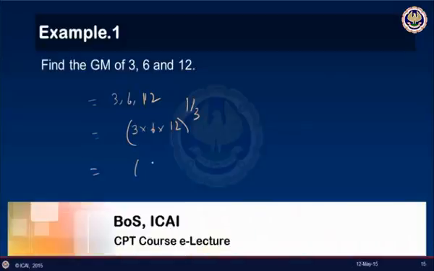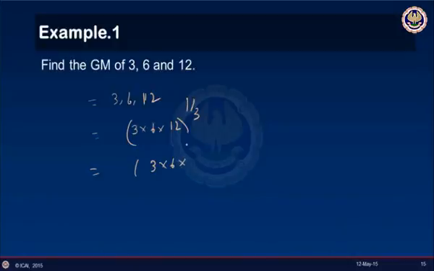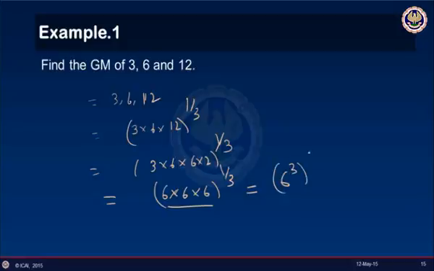If you look at this data, 3 into 6 into 12 can be written as 3 into 2 into 6 into 12... whole to the power of 1 by 3. Now these 3 twos are 6, so 6 into 6 into 6 whole to the power of 1 by 3. Here 6 is repeated 3 times, so 6 to the power of 3 whole to the power of 1 by 3. This 3 times 1 by 3 is one, so 6 is the geometric mean of the given values.